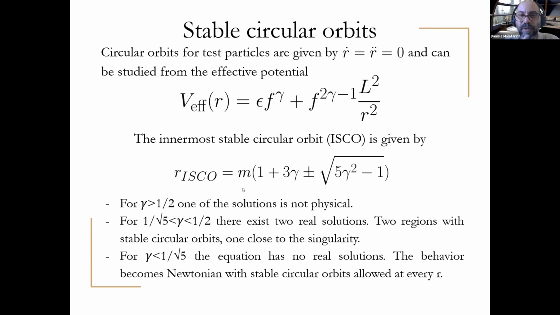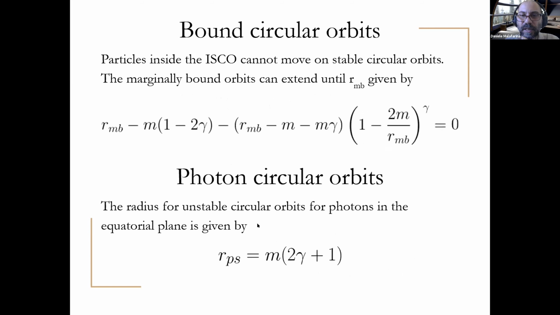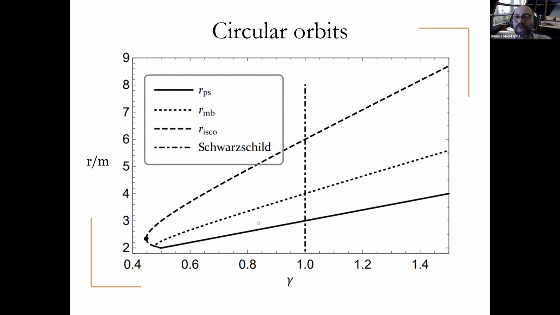And this is a common theme that comes out. You can calculate the photon orbits also for the shadow and so on. And so typically what you see is that one measurement is never enough, but multiple measurements may break this degeneracy and allow you to tell if you're looking at a Schwarzschild black hole or a gamma metric.